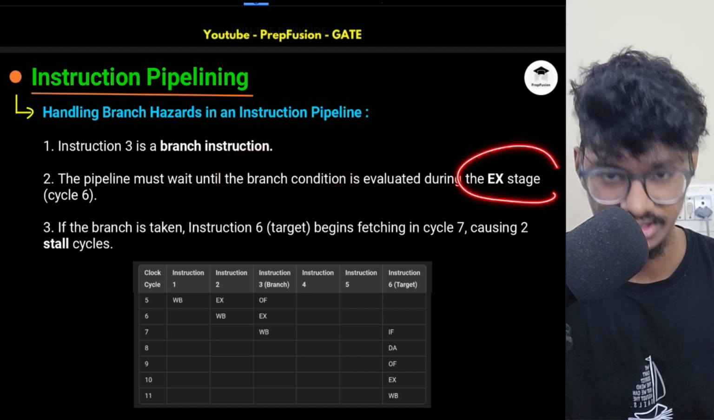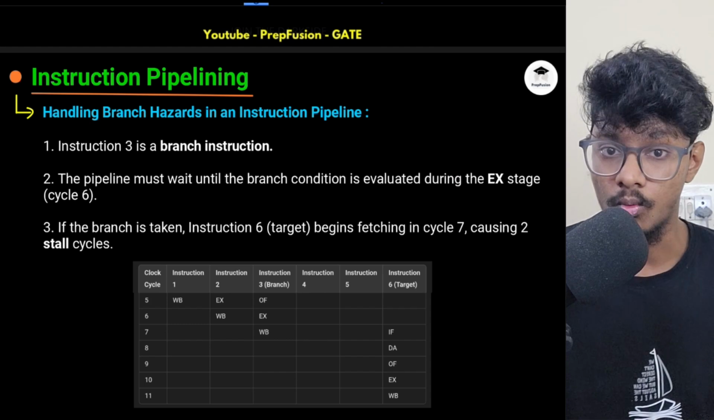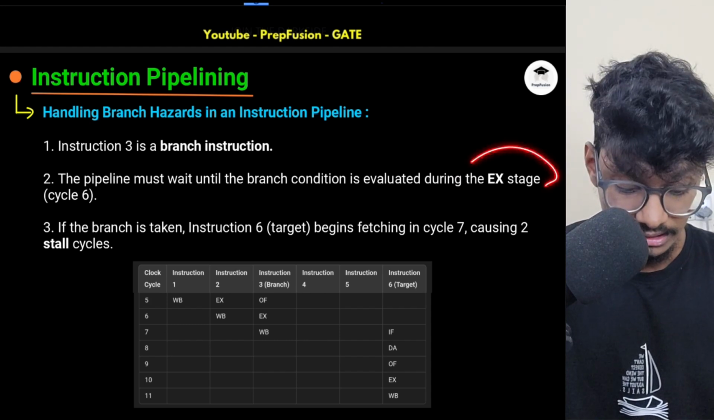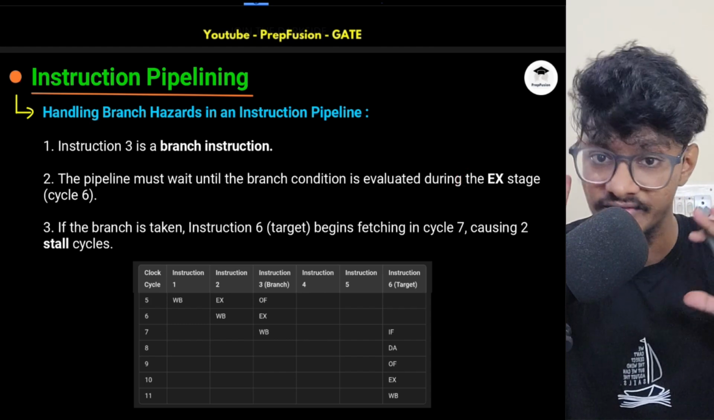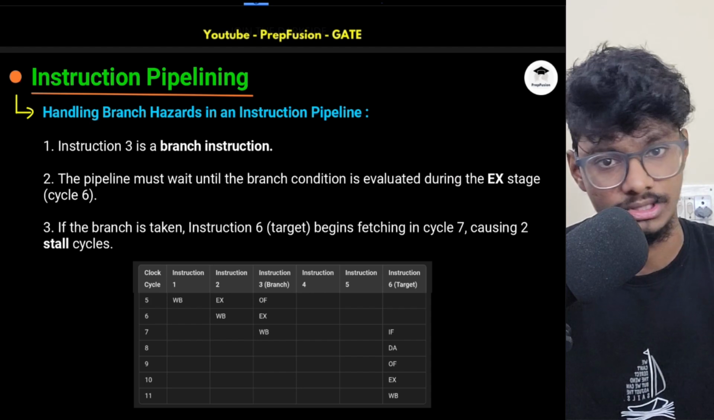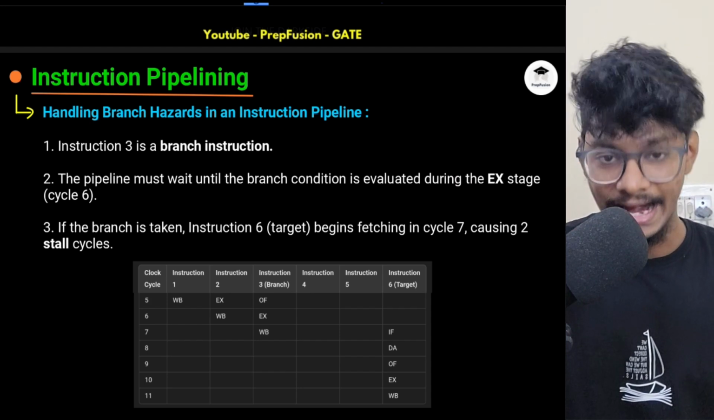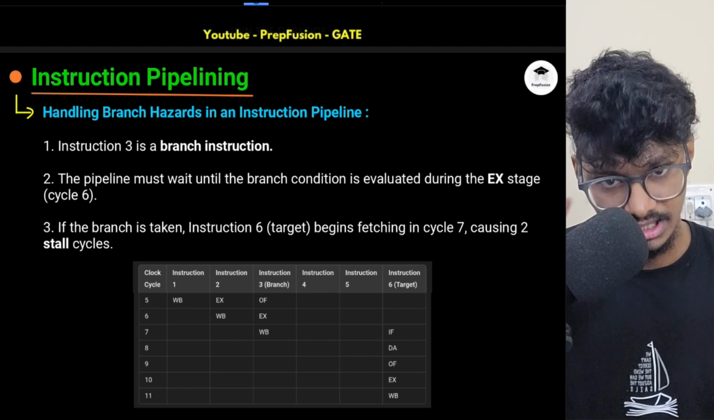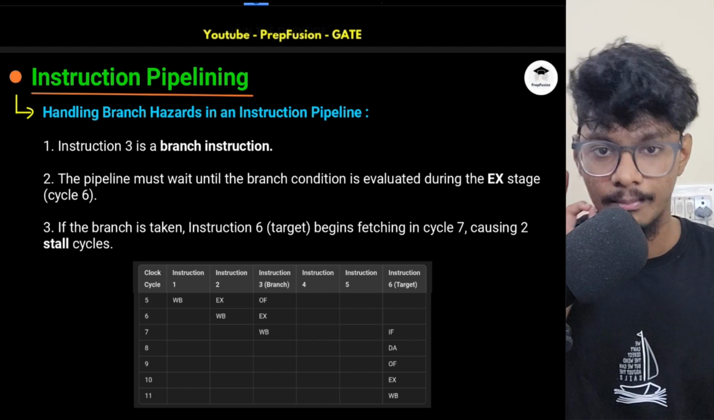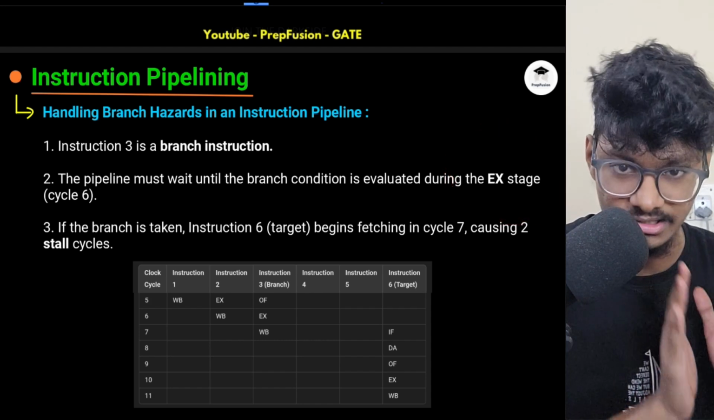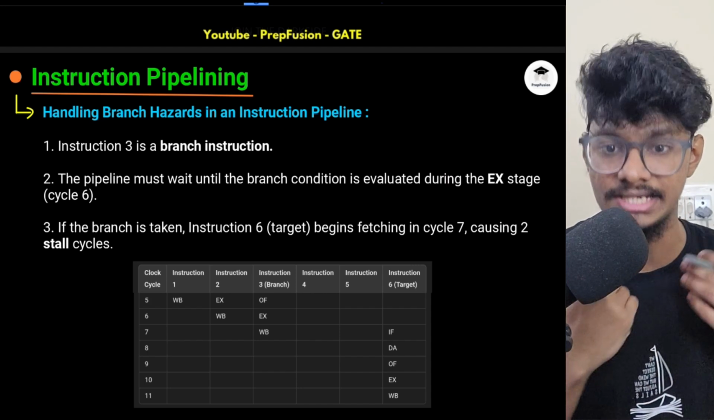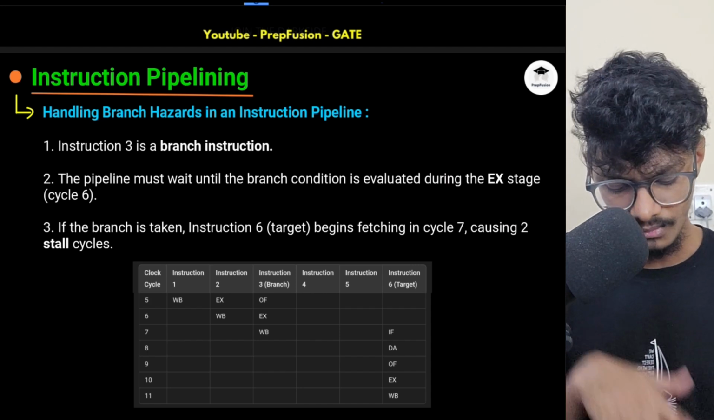In the execution stage. For different questions, the branch condition can be evaluated in different stages. You will understand by reading the question. But generally, for a standard 5-stage instruction pipeline, the branch condition is evaluated at the execution stage. Generally, it can change as well.